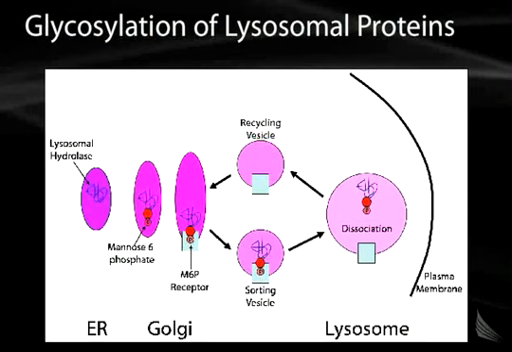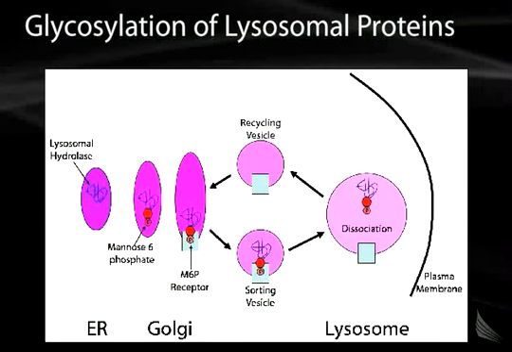This is schematically illustrated in this picture. You can see a lysosomal hydrolase which has been translated in the endoplasmic reticulum. You can see as it moves to the Golgi apparatus that a mannose-6-phosphate group is added to it. In the Golgi apparatus, there's a mannose-6-phosphate receptor which recognizes that mannose-6-phosphate group, causes that protein to be sorted into a vesicle, which then carries that to the lysosome.